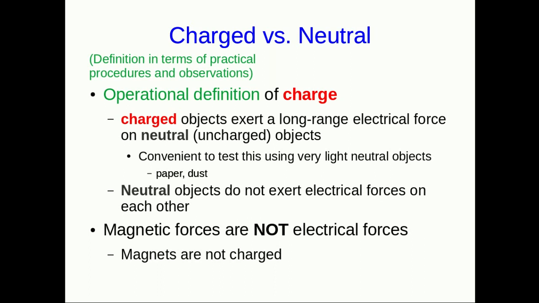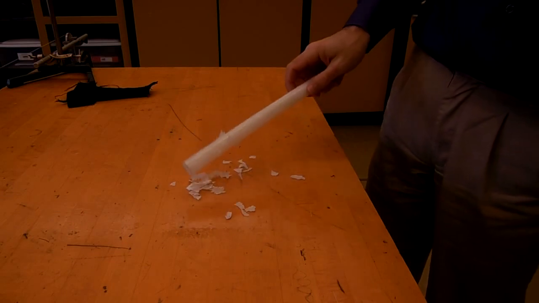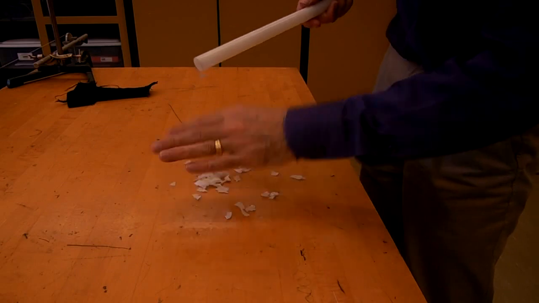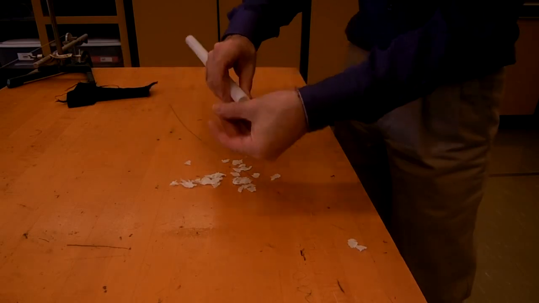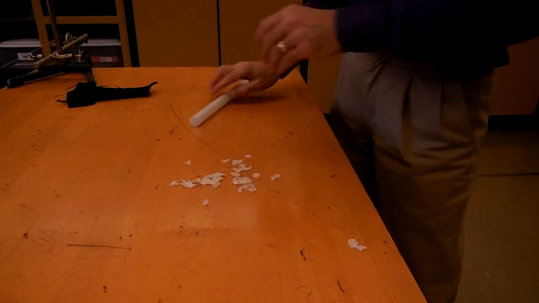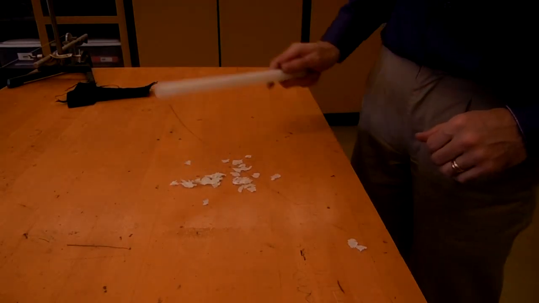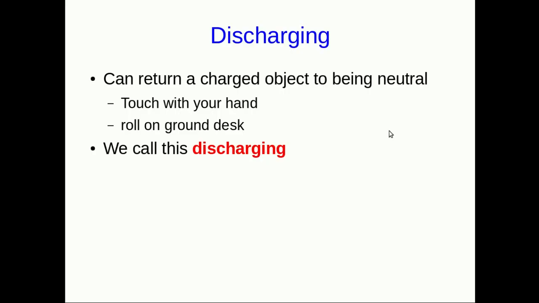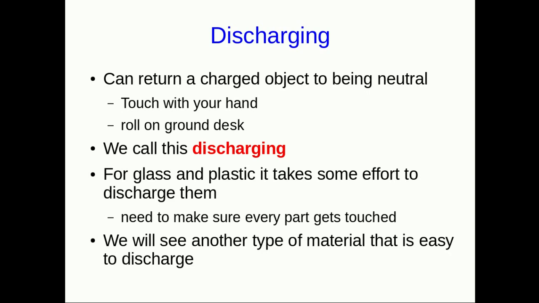Another property of charged objects is that once they are charged, we can do what's called discharging them. So I'm going to charge this rod and demonstrate that it picks up the paper. However, after that, if I touch it enough and roll it around on the desk a bit and generally put it in contact with a lot of other things, it loses its charge. It no longer exerts electrical force on the paper, and so it has returned to being neutral. One thing to notice, though, is that it was a little difficult for me to get it to return to being neutral. In a little while, we'll see other things which aren't difficult to discharge.